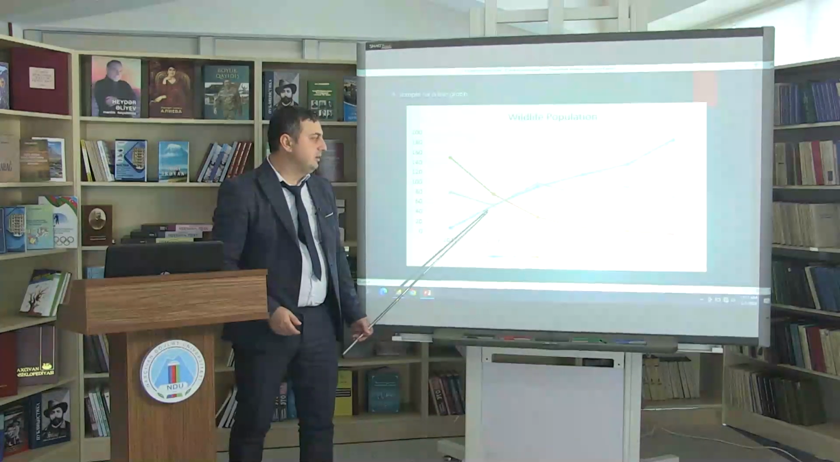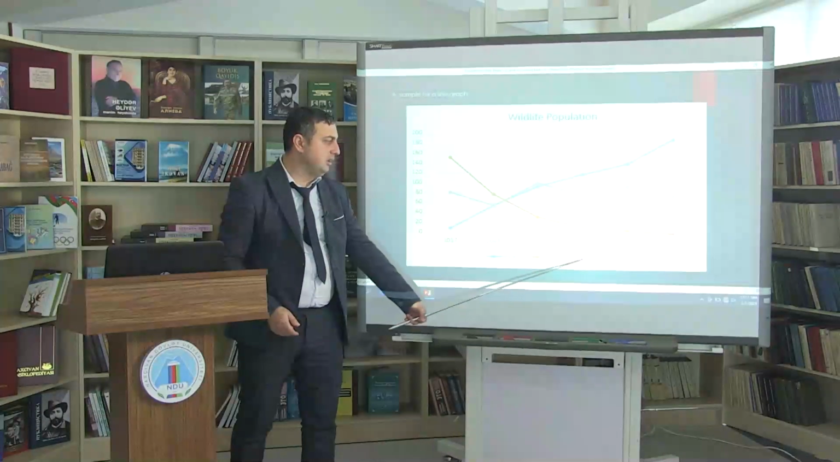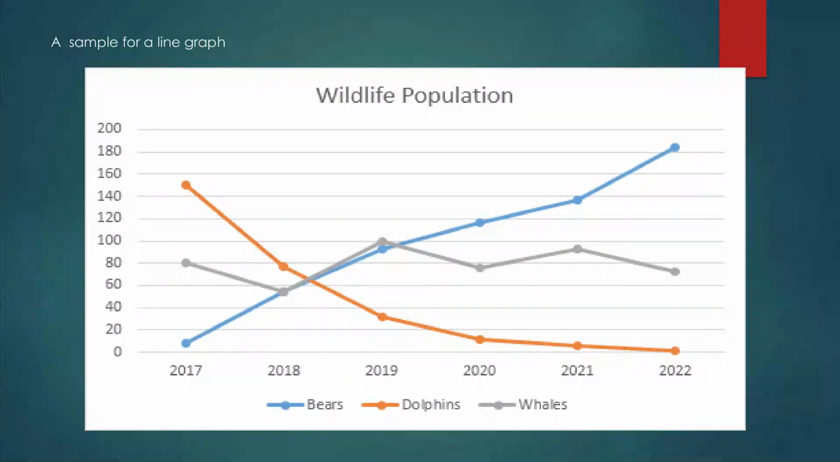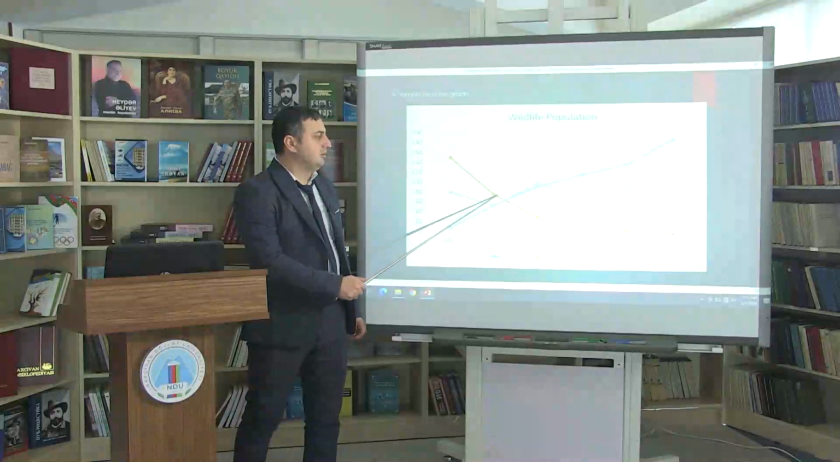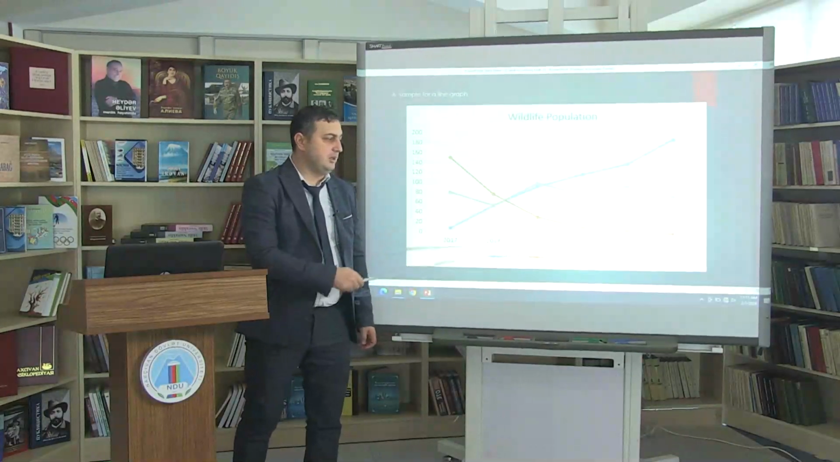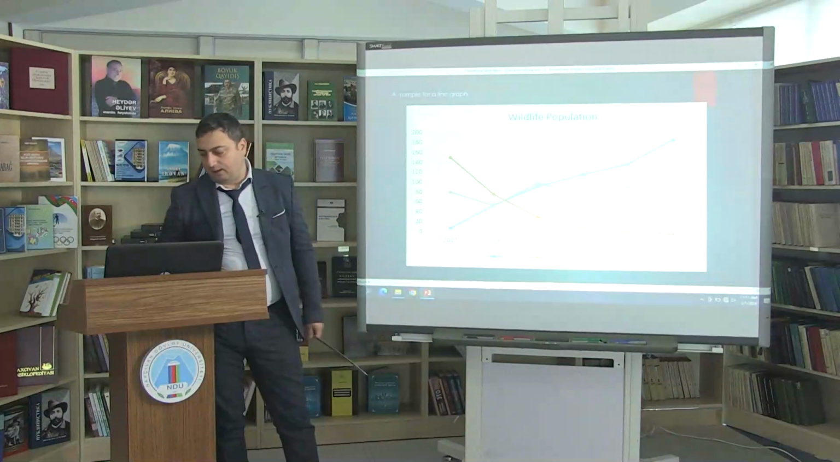And there is a fluctuation here in the number of whales. As we see, fluctuate means rise and fall. There is a fluctuation in the number of whales. And this is a line graph.